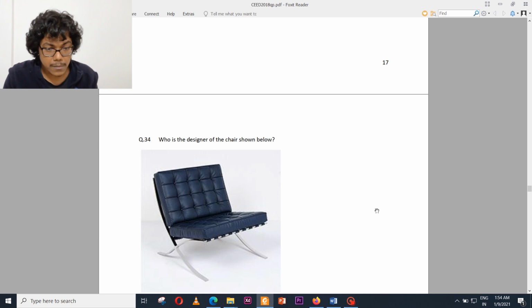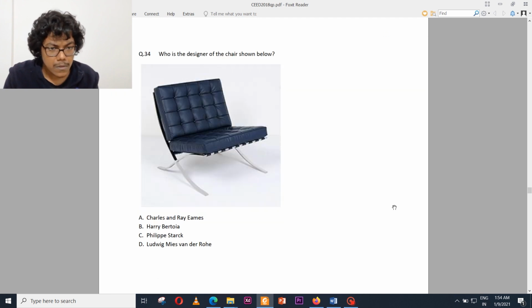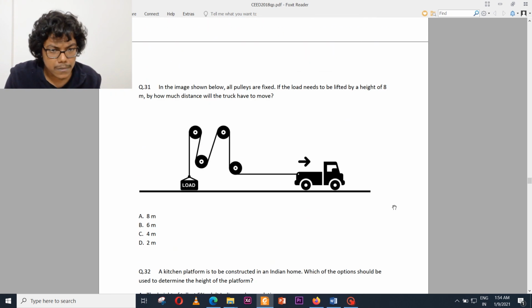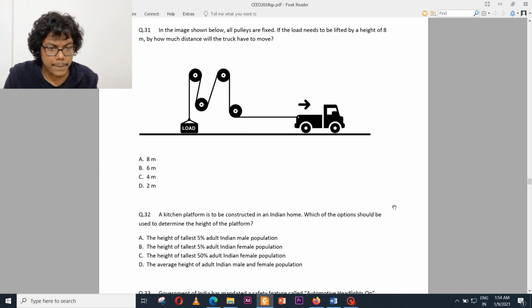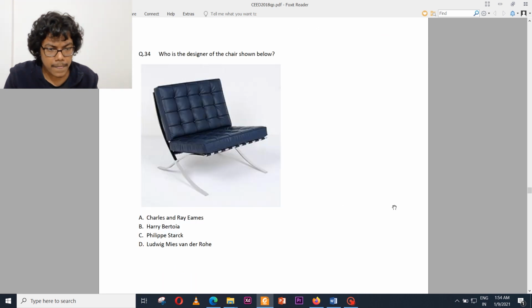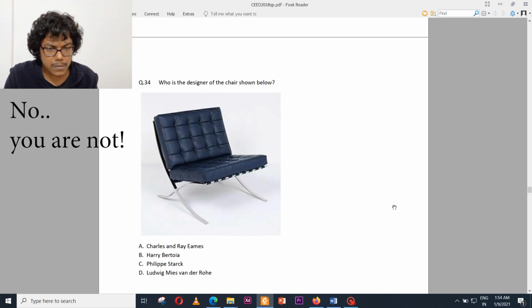If you have read about the furnitures, this अभी section change हुआ क्या? नहीं, वही चल रहा है. I'm pretty sure it's Charles and Rames.